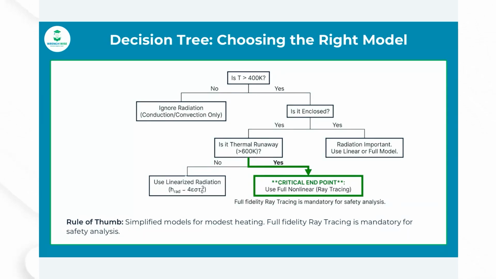But if it is enclosed and if it is thermal runaway, then essentially you are modeling high amounts of radiation that are multiplying themselves. So for this particular case, you want to use the full nonlinear ray tracing. You cannot compromise on physics because lives are going to be at risk. So essentially, bottom line here is, use simplified models for modest heating to save time, but use full fidelity ray tracing for safety analysis whenever you have temperatures greater than 400.